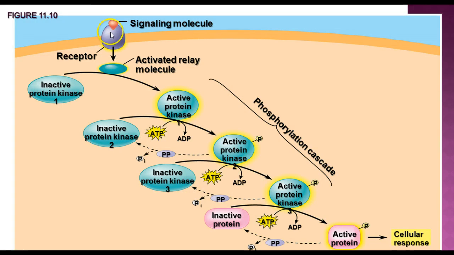So here we have the signaling molecule, which comes in contact with a receptor, which activates a relay molecule. We have an inactive protein kinase that becomes activated by being phosphorylated by ATP, and then it's just a cascade of these down the pathway to finally activate the protein that's going to provide the cellular response. So one molecule affects the next molecule, affects the next molecule, and so forth.